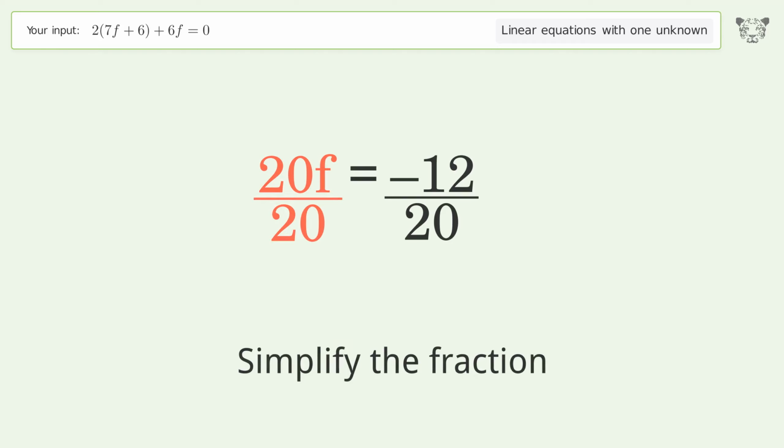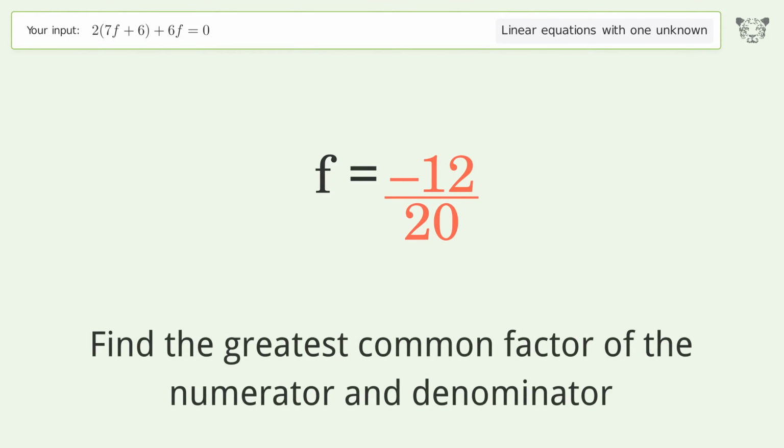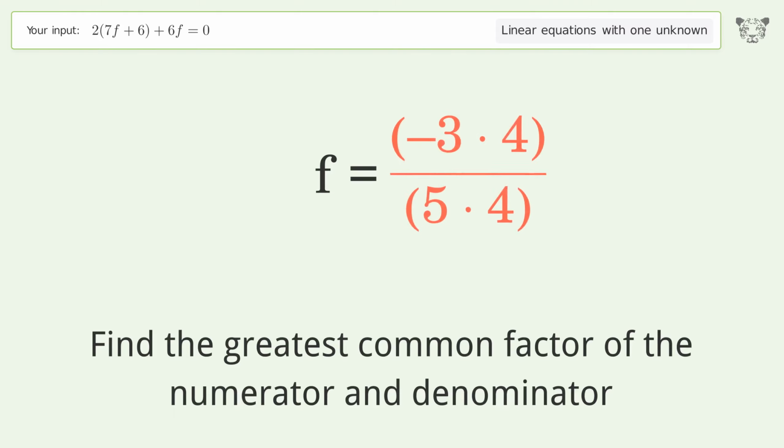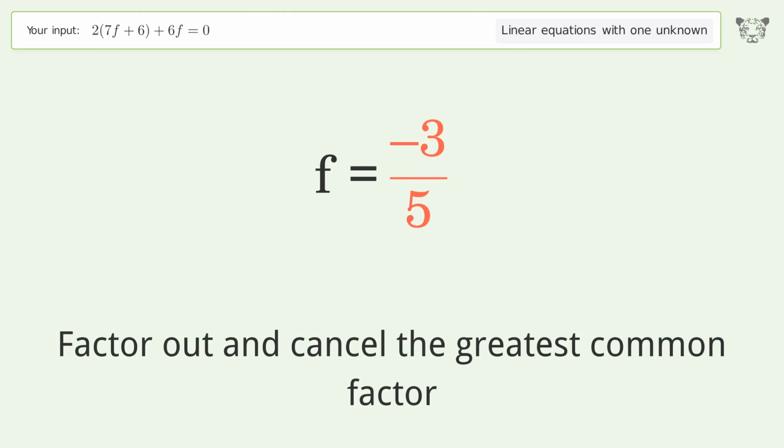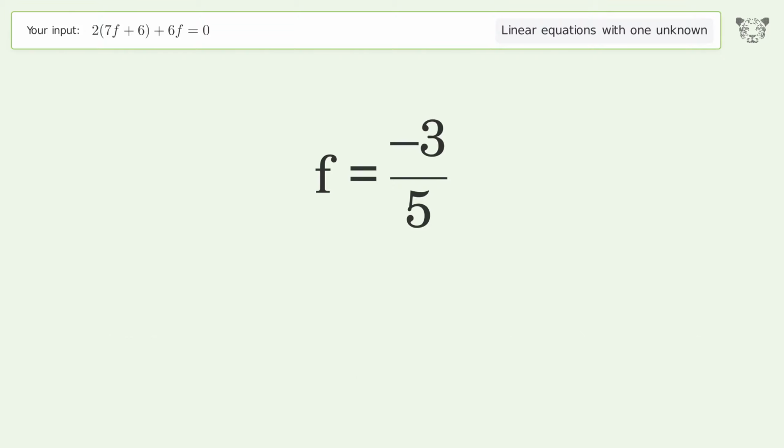Simplify the fraction. Find the greatest common factor of the numerator and denominator. Factor out and cancel the greatest common factor. And so the final result is f equals -3/5.